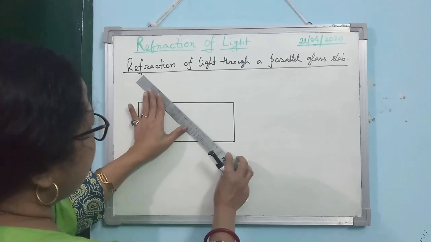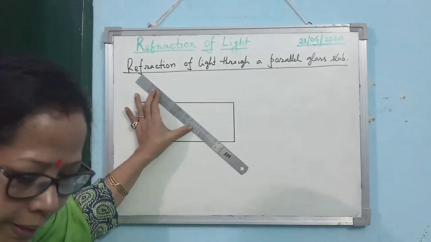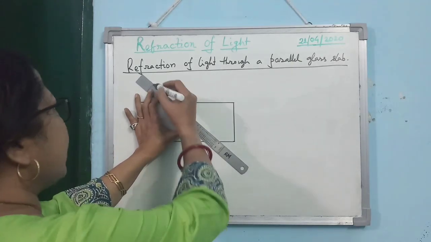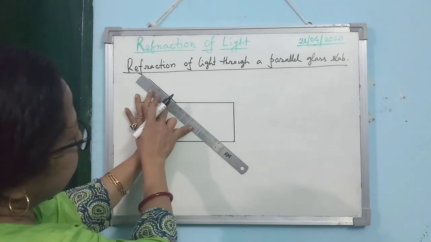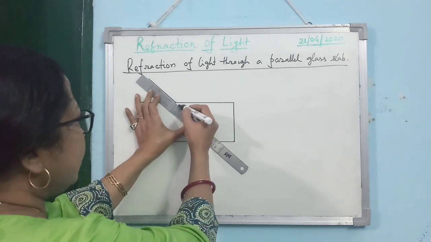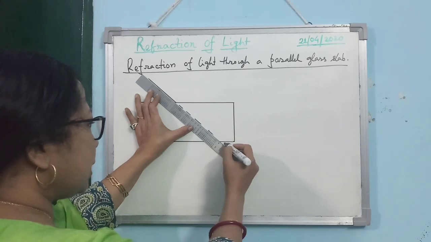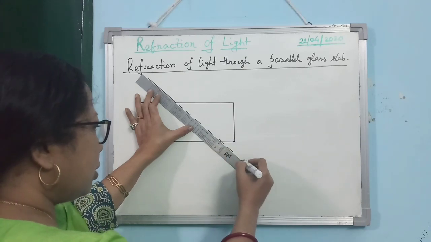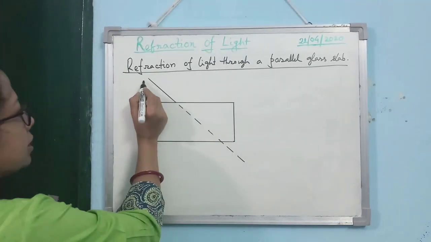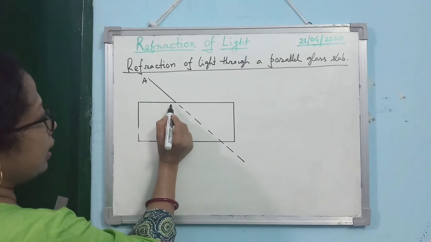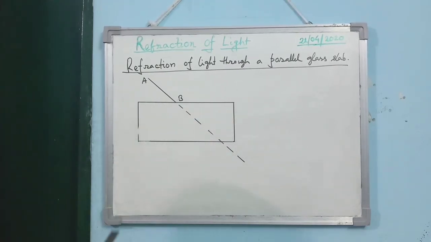So first of all, we will draw the diagram. Please follow how I am drawing the diagram, everyone. Now, just hold your scale, and when you draw the incident ray, the rest of the path you should show by a dotted line, without changing the position of the scale. Alright, so suppose there is a light ray AB, and it is falling on the upper surface of the glass slab.